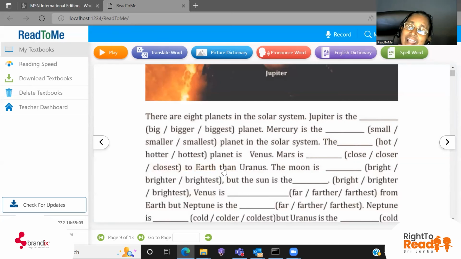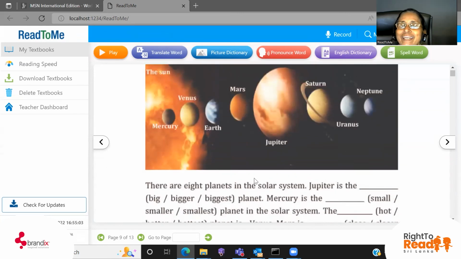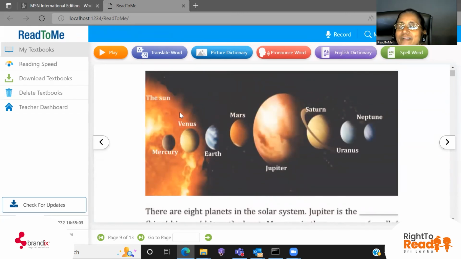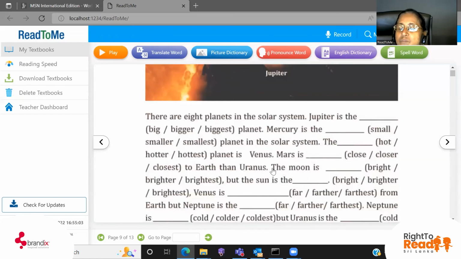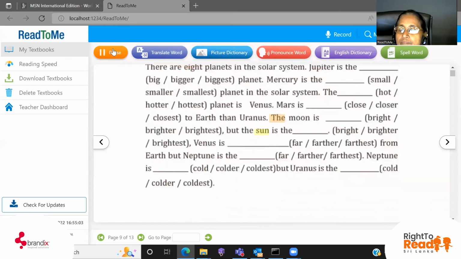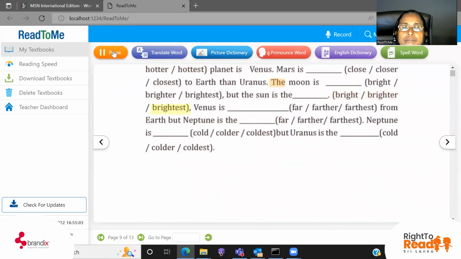Where do we use the word than? When we compare two things. Now see, Mars is, how to compare? You have to use the comparative form of the adjective. Mars is to the Earth than Uranus. Here, Mars, where's the Earth? Yes, Mars is closer than Uranus. Good. Then the moon is bright. But the sun is the brightest.